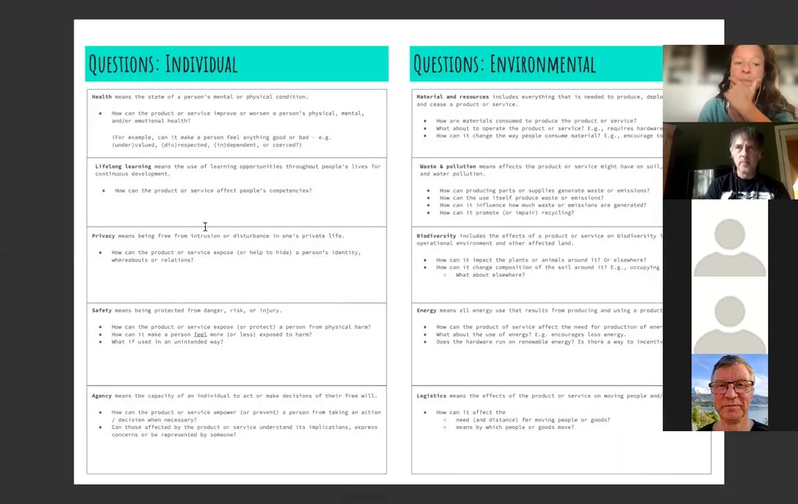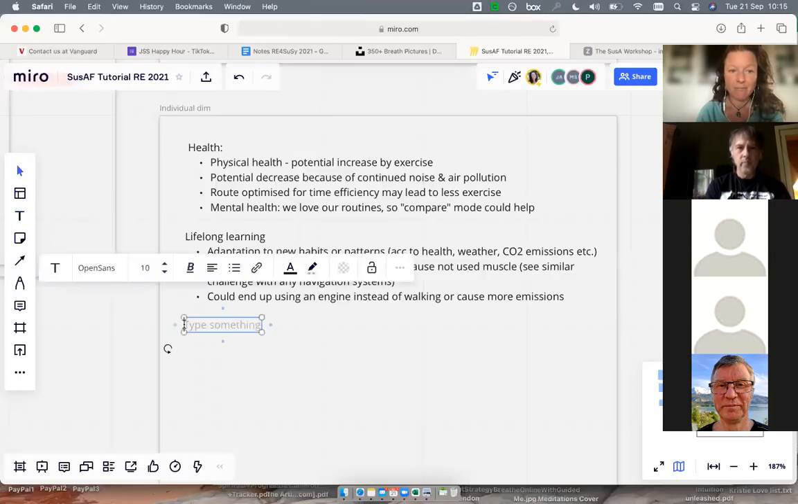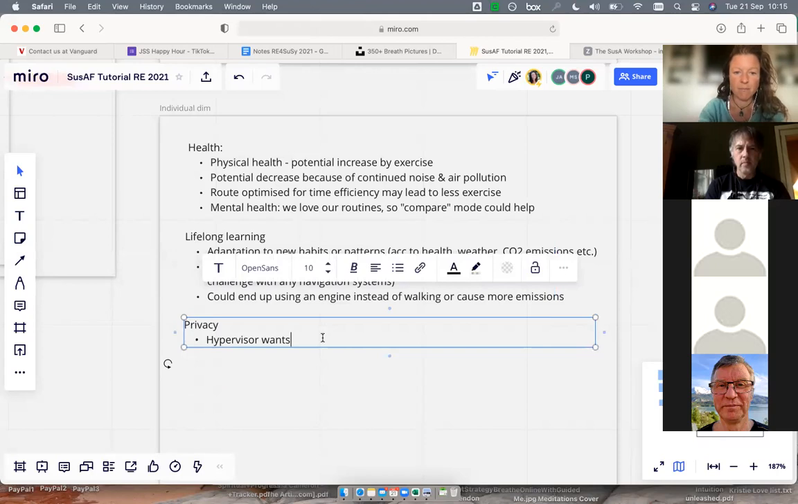Good. Next one, privacy. Privacy means being free from intrusion or disturbance in one's private life. How can this product or service expose potentially or help to hide a person's identity, whereabouts, or relations? So this is a very delicate one. And we are fighting with this every day. One thing that the hypervisor wants is to collect also patterns of usage from citizens so that they can optimize. That means that we will send the geolocation to some kind of cloud server or backend service.